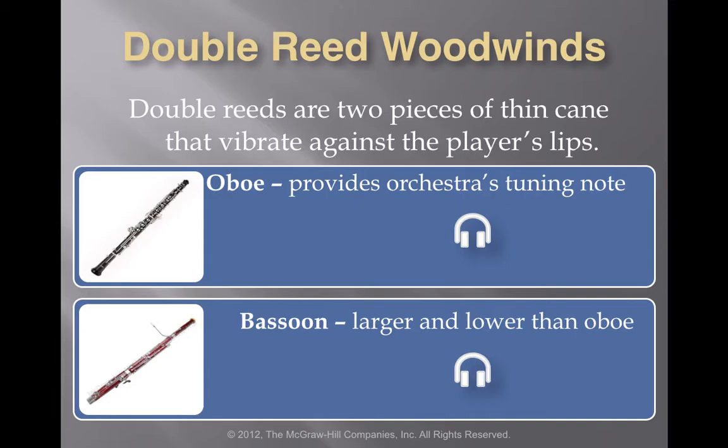Now, double reed woodwind instruments do not have a mouthpiece, but instead use two pieces of wood, two reeds, bound together to create their sound. An oboe is still a higher instrument, a similar range to the clarinet and the flute. And the bassoon is one of the lowest instruments in the woodwind family.